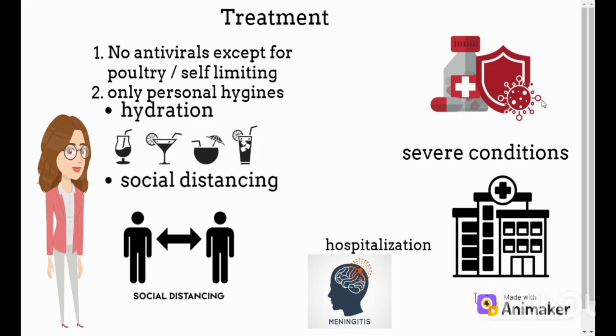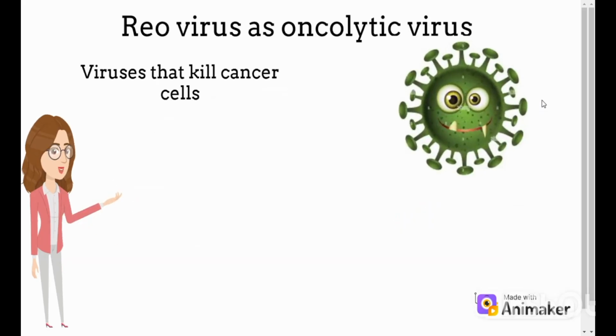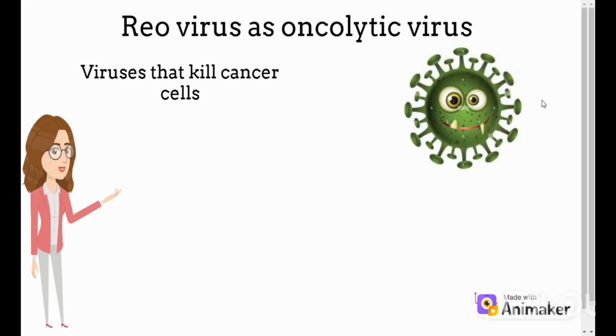If we want to prevent the transmission of disease and infections, we should practice good hygiene, such as frequent hand washing, consuming safe drinking water, and maintaining proper food safety. Now, let us discuss reoviruses as oncolytic viruses. But before discussing it, let me describe what oncolytic viruses are.